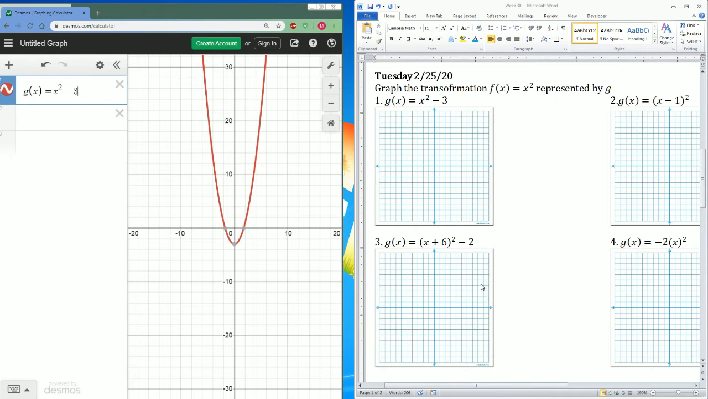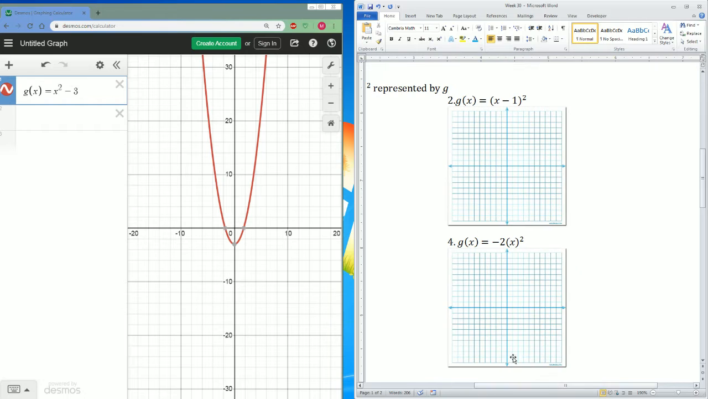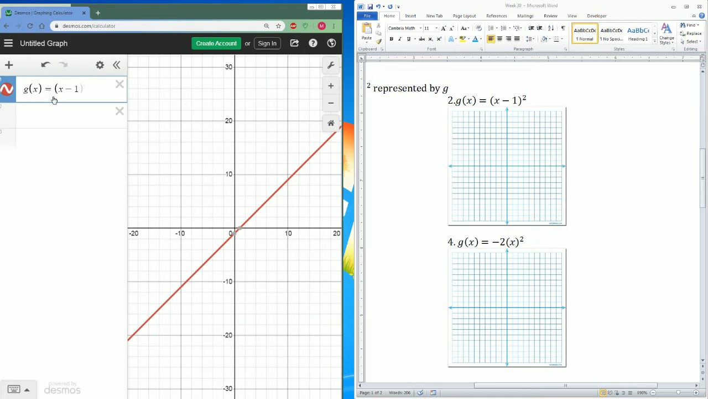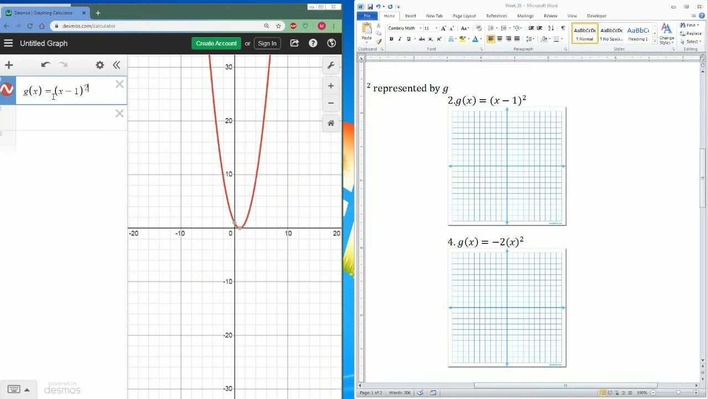Good. Okay, let's do number 2 now. So this is what the original is. Our original is f of x is equal to x squared. It becomes g of x, and right here, parentheses x minus 1, squared. Good. And that makes sense. It went to the right one because h is 1 here. You see how it went over to the right one? Good.